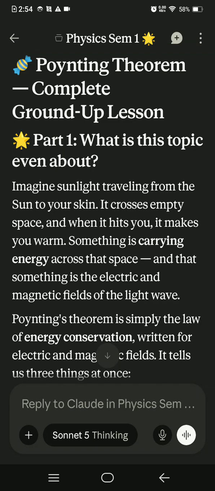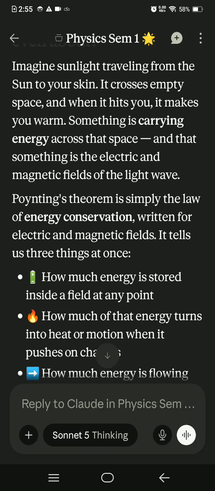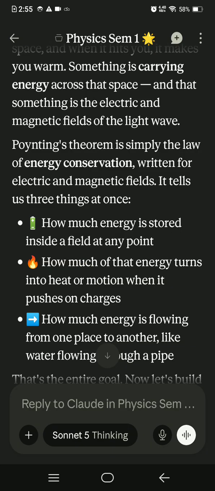Let's start with this topic, Poynting Theorem, complete ground-up lesson. Part 1, what is this topic even about? Imagine sunlight traveling from the sun to your skin. It crosses empty space and when it hits you, it makes you warm. Something is carrying energy across that space, and that something is the electric and magnetic fields of the light wave. So Poynting theorem is simply the law of energy conservation written for electric and magnetic fields.